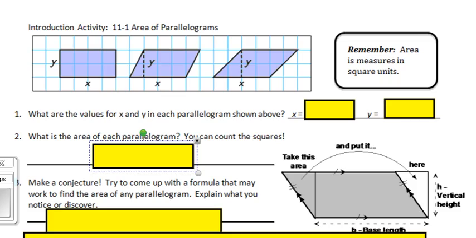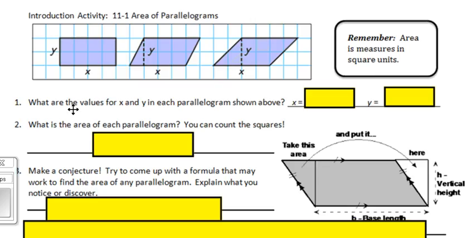Okie dokie. So we're going to start off with our introduction activity. So we have 3 parallelograms at the top of your page. We have X and Y, X and Y, X and Y. Remember, area is measured in square units. So what are the values for X and Y in each parallelogram as shown above?